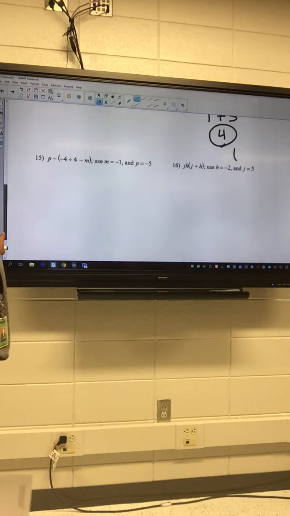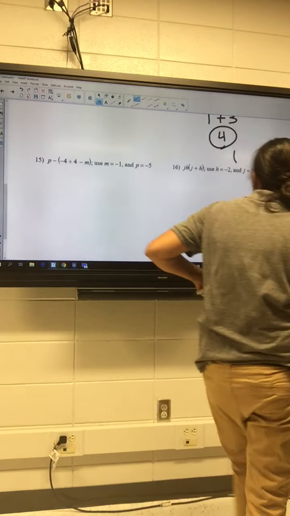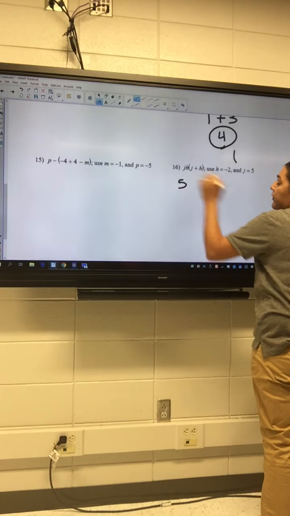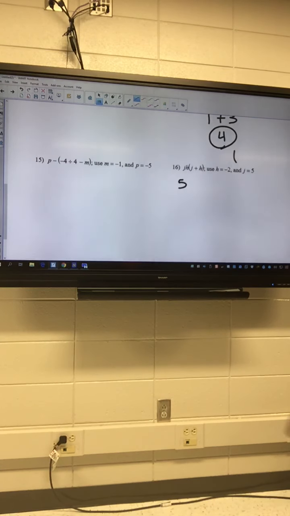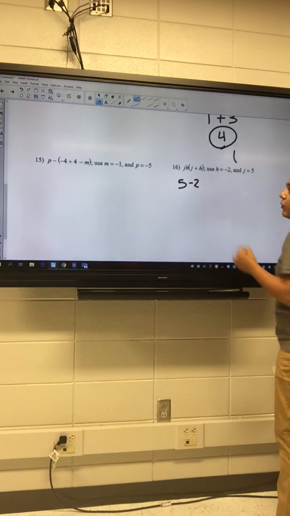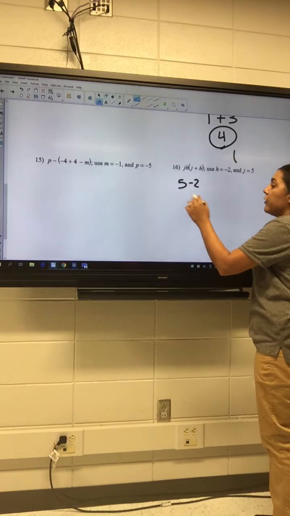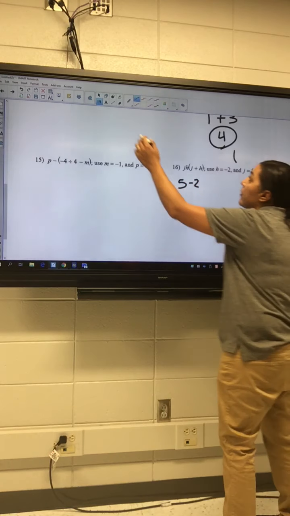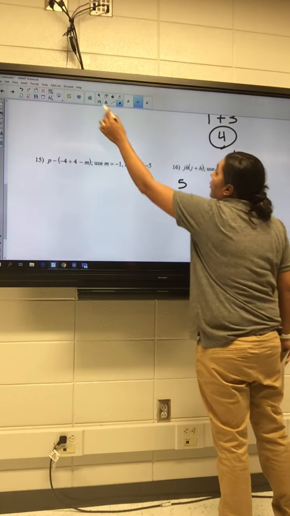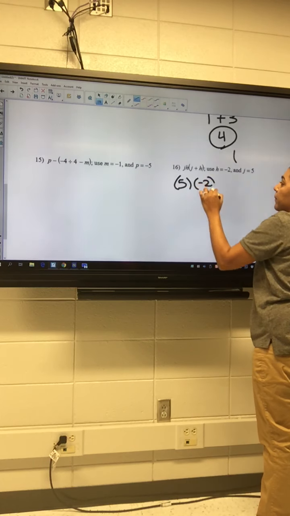Okay, I got JH times the quantity J plus H. So our J is 5. What does it mean if they're right next to each other, JH? It means multiply. Okay, so if you write 5 and then H is negative 2, what does it look like? Well, it looks like 5 minus 2. So make sure somewhere you note 5 times negative 2. Or use parentheses, something that's going to let you know to multiply.